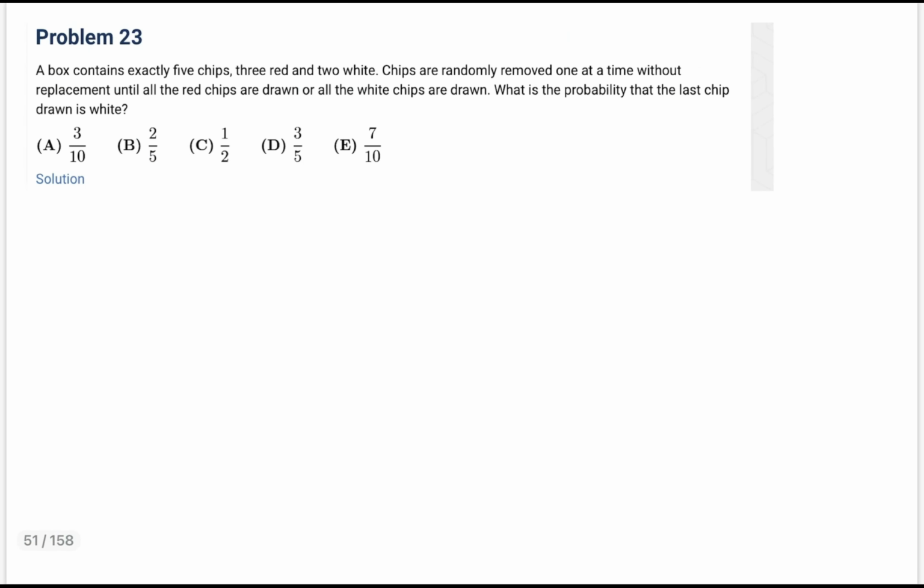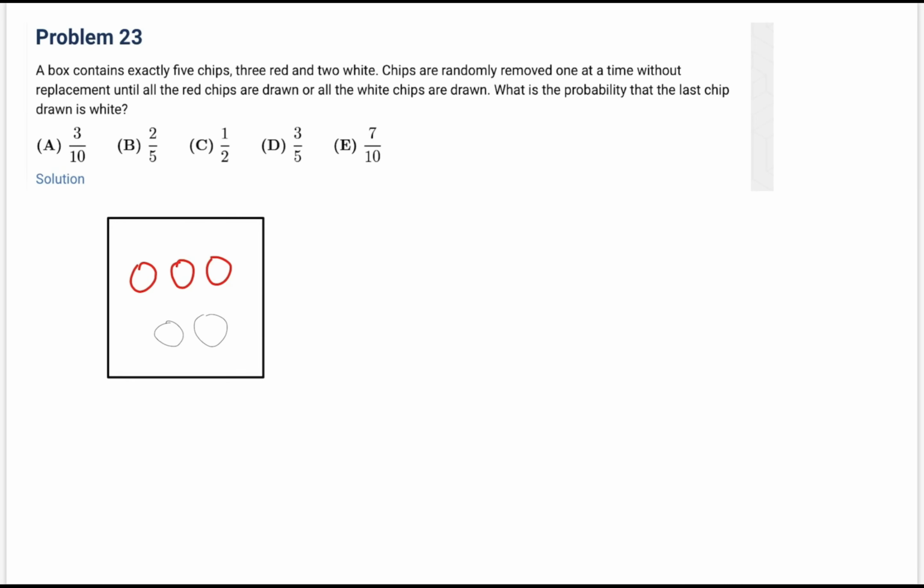Number 23, a box contains exactly 5 chips. 3 red and 2 white chips are randomly removed one at a time without replacement until all the red chips are drawn or all the white chips are drawn. What is the probability that the last chip drawn is white? So there's a box with 5 chips, 3 red chips and 2 white chips. Chips are randomly removed until all the red chips are drawn or all the white chips are drawn. Okay, so the last chip is white.